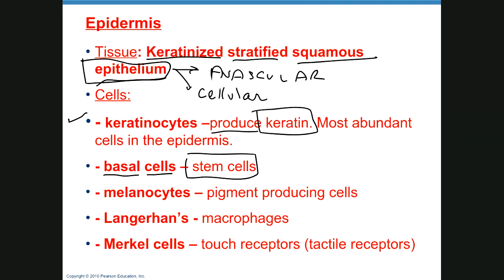Together with the basal cells, interdispersed among the basal cells, we have another population of cells. These are called melanocytes. Melanocytes are pigmented cells that produce a dark pigment that has the function of absorbing UV light. The pigment is going to give the skin its color. Another category of cells found in the epidermal layer of the skin are Langerhans cells. These are macrophages, which are immune system cells.